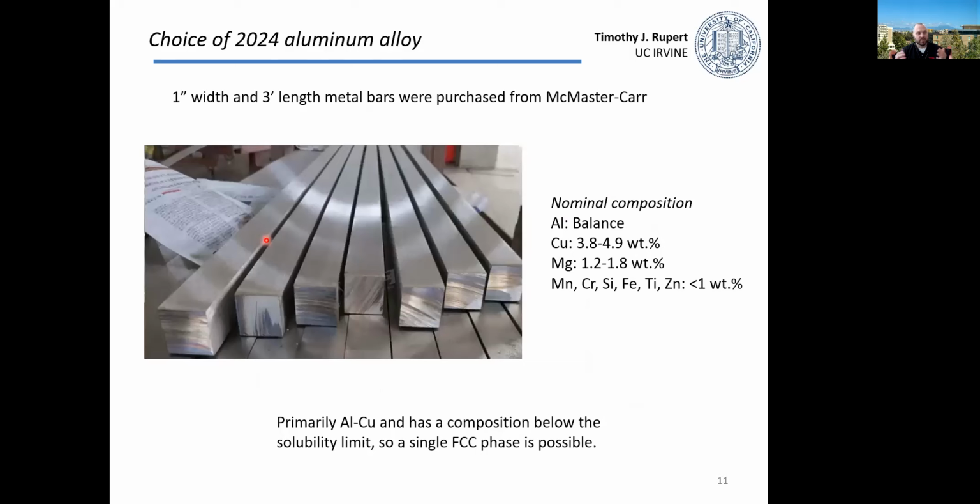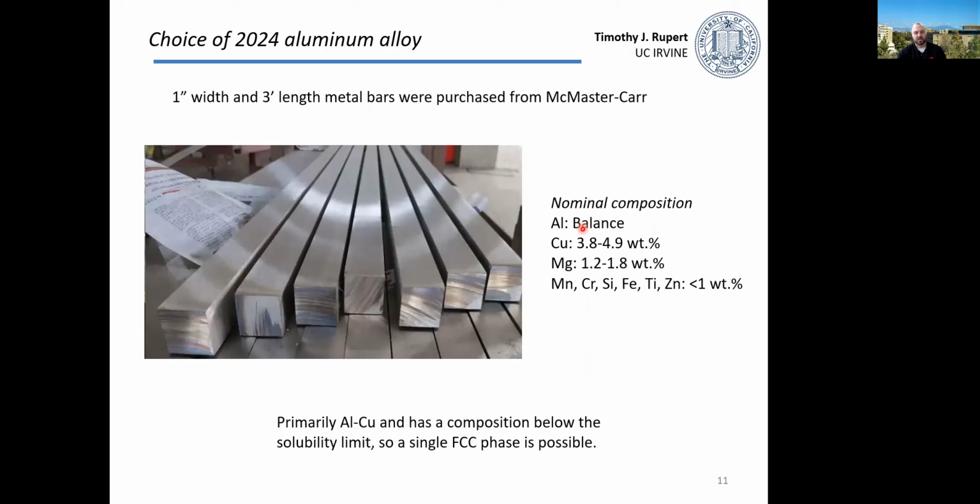I'm going to choose a commercially available alloy. This is an aluminum alloy called 2024. These numbers have to do with what alloying elements are mixed in there. And it's so easily available that I could just go on to McMaster-Carr and purchase a bar of this material for relatively cheap. Okay, so I went and purchased a bar that looks like this. It's 1 inch in width, and it's 3 feet in length.